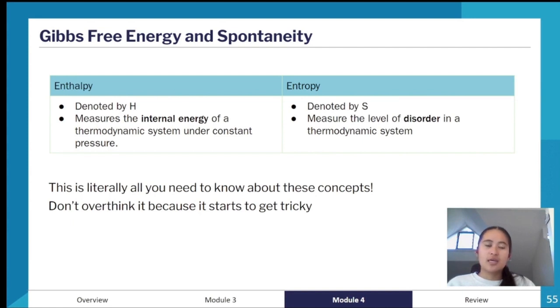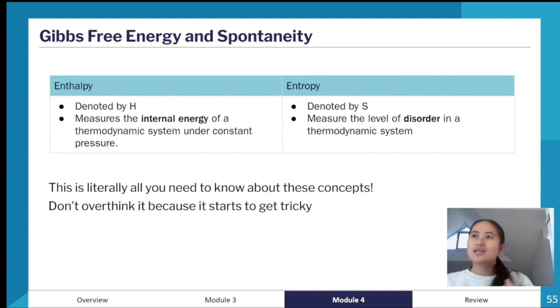So typically, in your decomposition reactions, if you start off with one reactant and you end up with 3 products, that means that as a reaction progresses, you are increasing the entropy, because it's becoming more disordered and more chaotic, because you have those 3 products versus the one reactant.